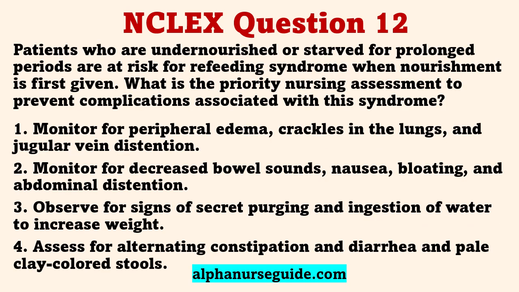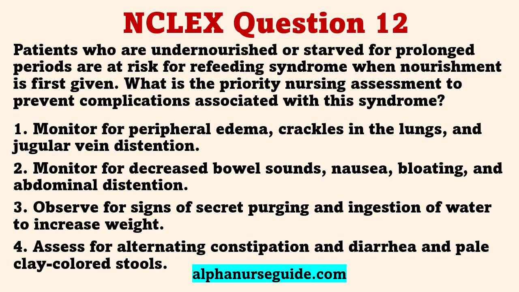Patients who are undernourished or starved for prolonged periods are at risk for refeeding syndrome when nourishment is first given. What is the priority nursing assessment to prevent complications associated with this syndrome? 1. Monitor for peripheral edema, crackles in the lungs, and jugular vein distension. 2. Monitor for decreased bowel sounds, nausea, bloating, and abdominal distension. 3. Observe for signs of secret purging and ingestion of water to increase weight. 4. Assess for alternating constipation and diarrhea and pale clay-colored stools.